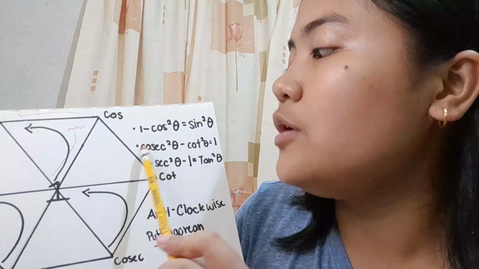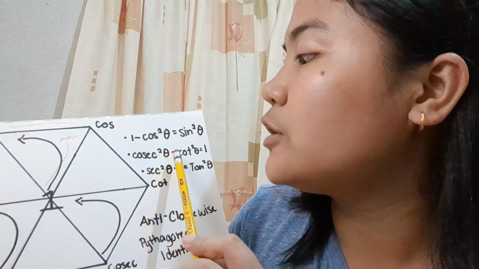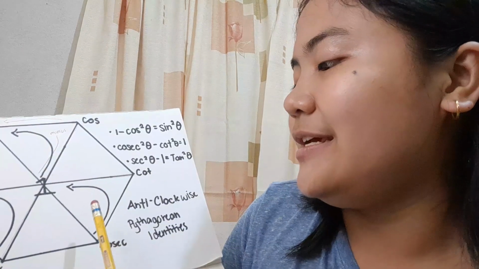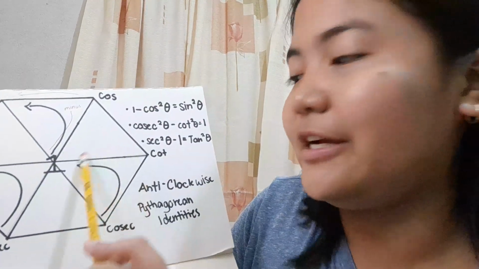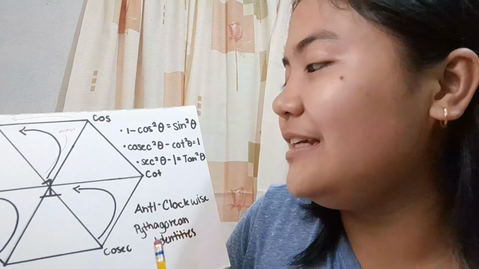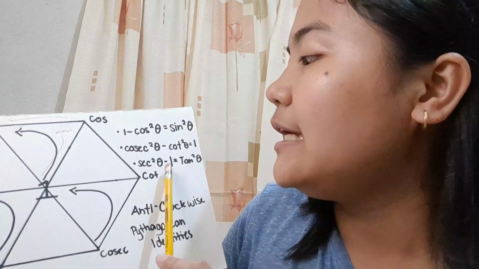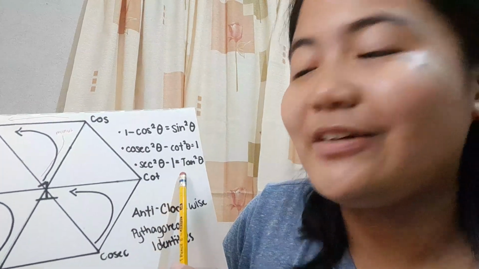Next is cosec squared theta minus cotan squared theta equals 1, which is this one right here. Last but not the least is secant squared theta minus 1 equals tangent squared theta, which is this one. So, at this point, I'm going to explain the 6 co-function identities that can be derived in super hexagon.